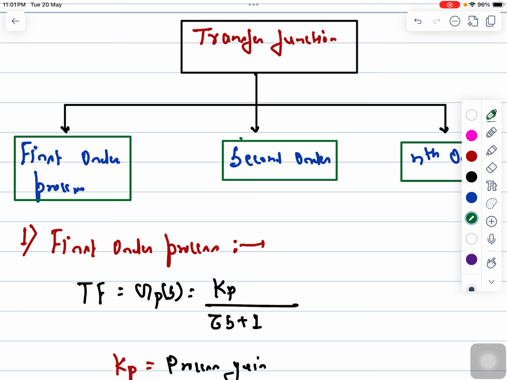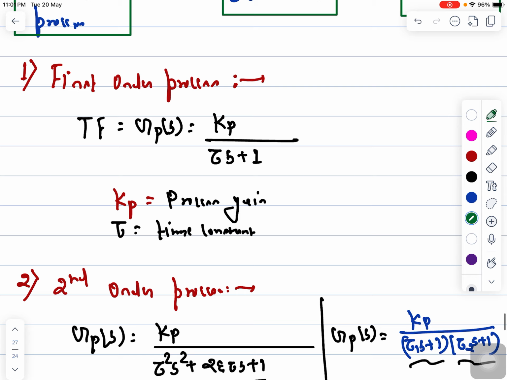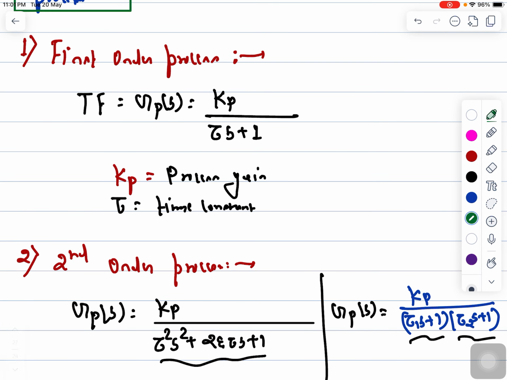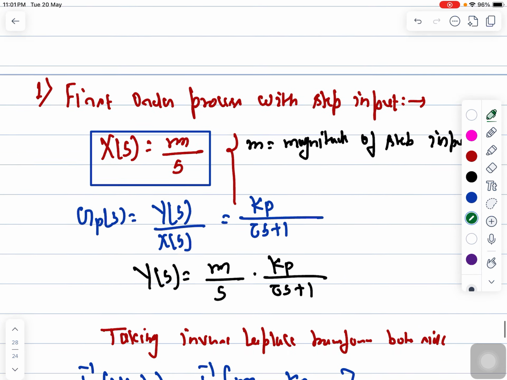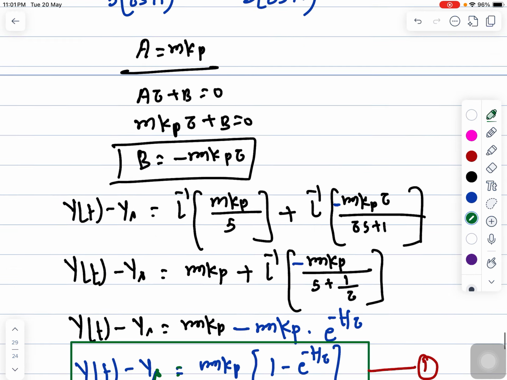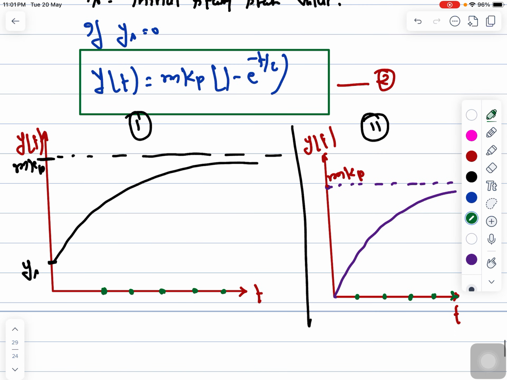And here I started discussing the first order process with a step input, and there you can see we got this kind of exponential curve, and you can plot this kind of thing. In the next lecture we'll be solving some numericals on this particular topic, and after that we'll move towards different kinds of input for the first order process, like ramp input as well as impulse input.